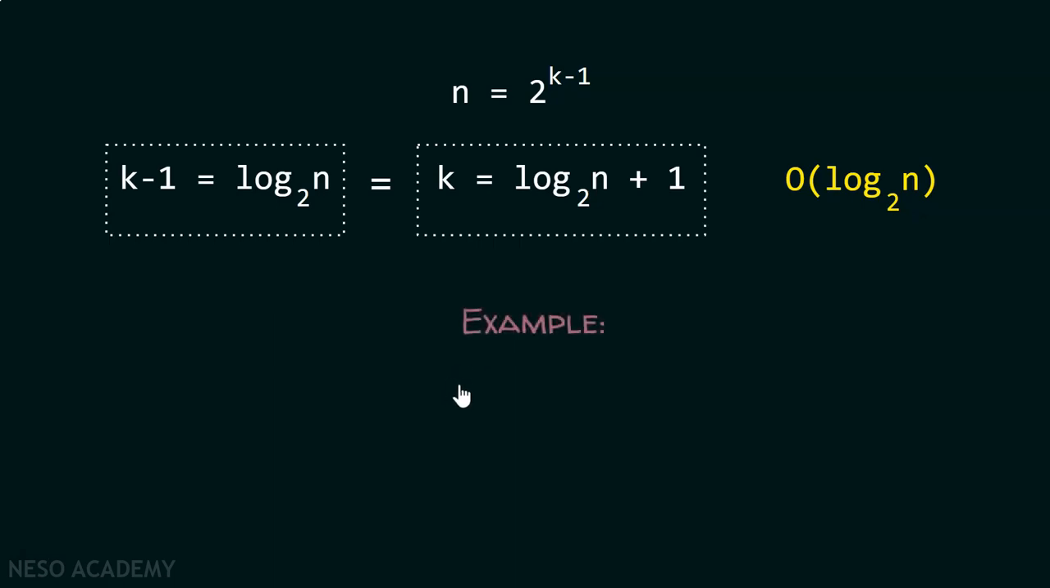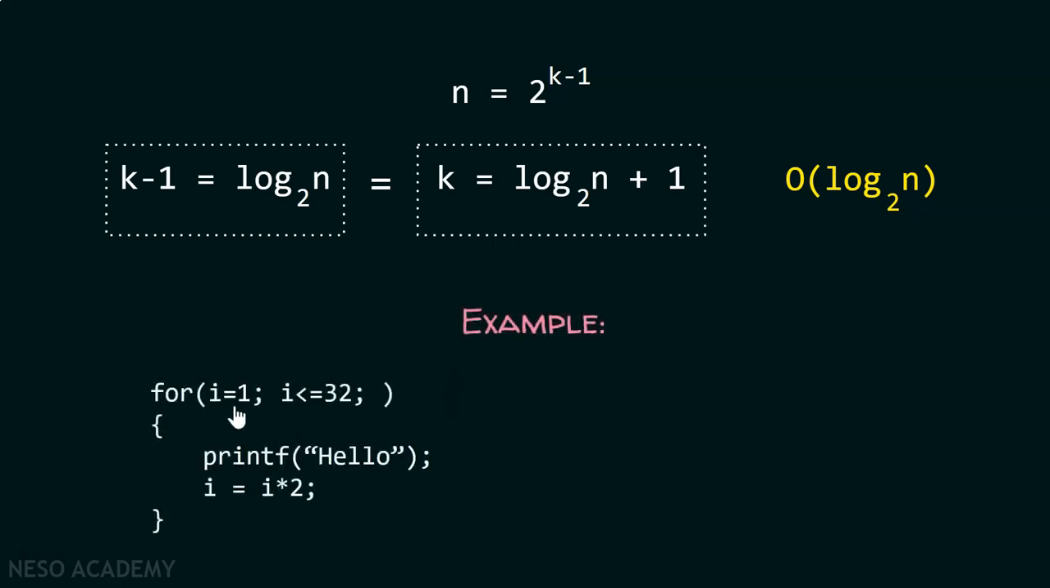Let's consider one example to understand this properly. Initially I is equals to 1 and this loop runs up to 32. But let me tell you that we are not incrementing by step size. We are multiplying I by 2 every time. So again, we know that how many iterations this particular for loop will run for. We need to calculate the number of iterations so that we could get that how many times this hello will get printed on the screen. Or we can calculate the time complexity, that how many times this statement has been evaluated.